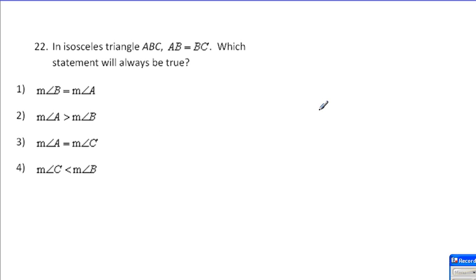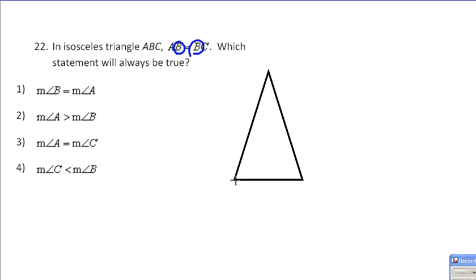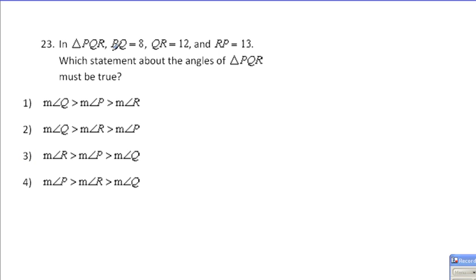Alright, so next question. In an isosceles triangle, notice that B is common here. That means when we draw an isosceles triangle here, B will be right on top, and A and C can be this way, where these two sides are equal to each other. That makes angle A congruent to angle C. And that's right here. Number 23.